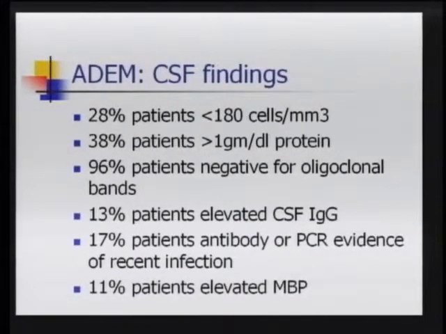These kids do have a pleocytosis, but you don't necessarily need to see that. And their protein is elevated, but you don't necessarily need to see that. But very importantly, just like all the other patients who do not have pediatric MS, 96% of all these kids don't have any oligoclonal bands.